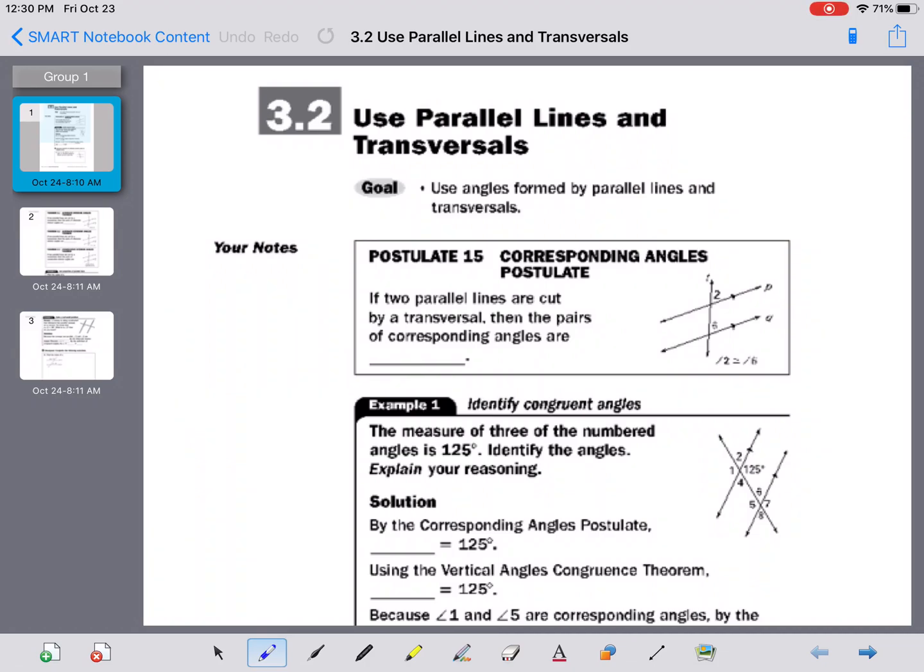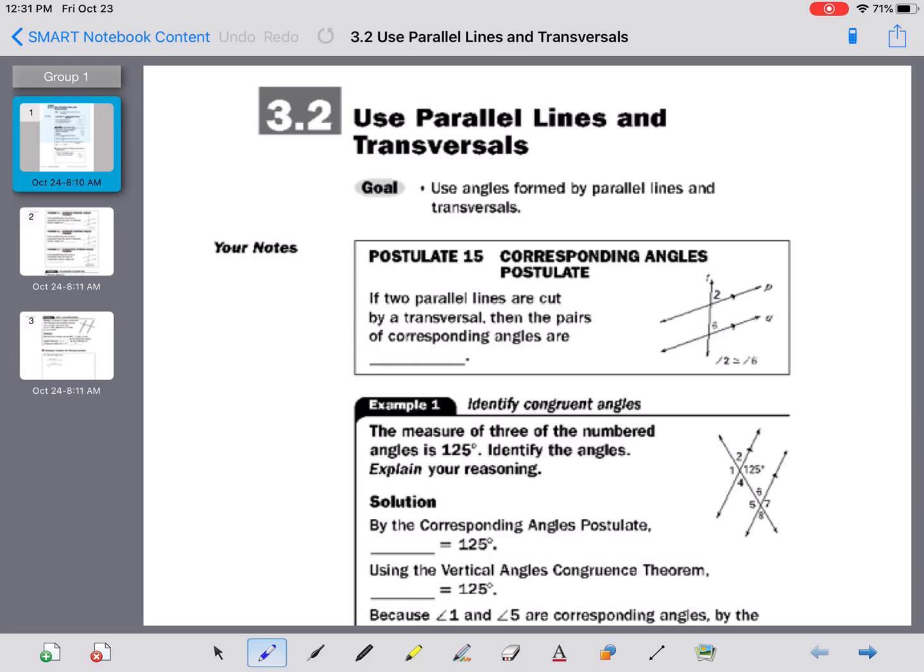3.2, use parallel lines and transversals. So I need to stress this before we get into these notes. These are short notes today. All the vocab you learned in 3.1 is vocab, and all the names of these angles is all about position, okay? So I need you to remember corresponding angles are just angles in the same position.